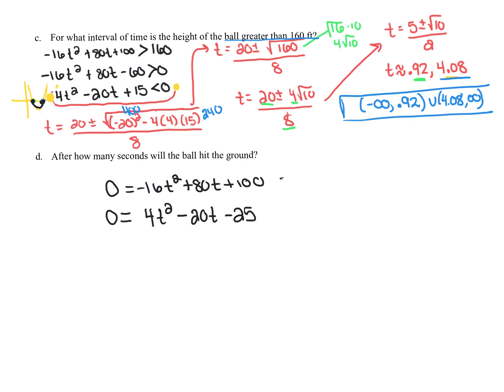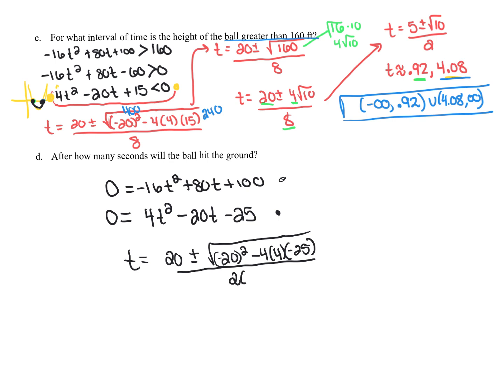We could have done the quadratic formula right here, but I've just reduced everything. I'm going to use the quadratic formula right here, just because the numbers are a little bit smaller. So we're going to get t equals the opposite of b, so 20 plus or minus the square root of negative 20 squared minus 4 times negative 25, all over 2a, so 2 times 4. And we really can just use a calculator for this. Using a calculator, if I do the plus part of the formula, I get that t is about 6.04.